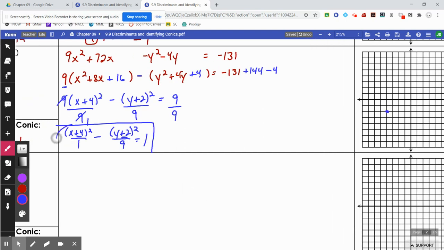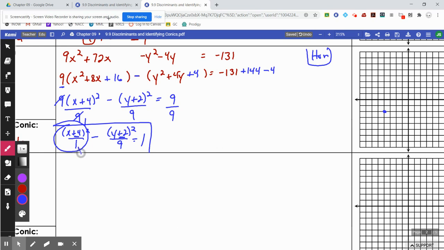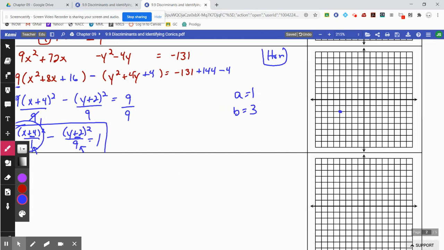Since the x squared stuff is listed first, then this is going to be a horizontal hyperbola. So let's go ahead and take our a value, which this is our a squared and this is our b squared. So our a value is going to be 1 and our b value is going to be 3. The a value again is under the x stuff. So we're going to go in the x direction, right 1 and left 1 from our center. The b value is under the y, so we're going to go up 3 and we're going to go down 3 from our center. Connect the dots to form a box.